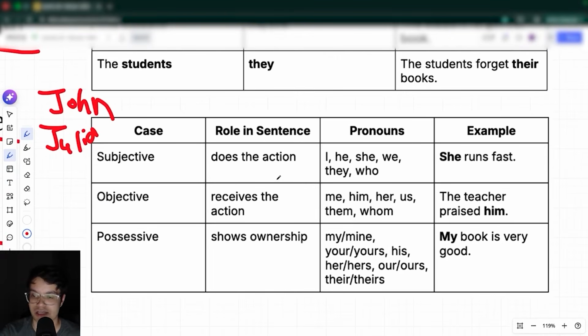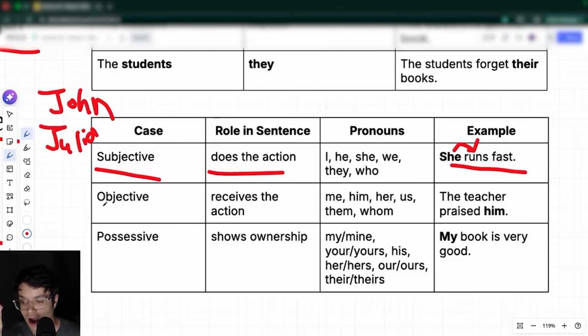As for that case thing I just mentioned, there are basically three different cases you can use for the SAT. If it is the subject, meaning the pronoun does the action, use something like I, he, she, we, they, who. So you could say she runs fast because she is the thing that's doing the running. If I said John goes to the store, we would say he goes to the store. If I had multiple friends and they all threw a big party, we could say they threw a big party.